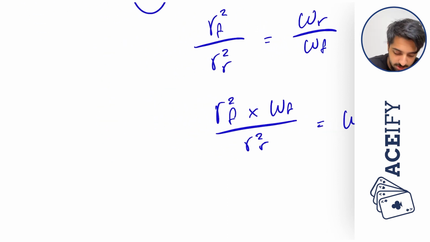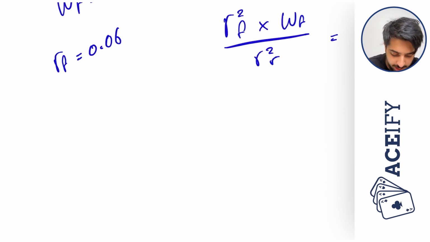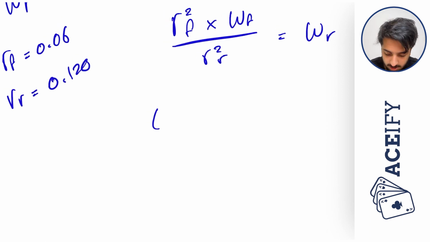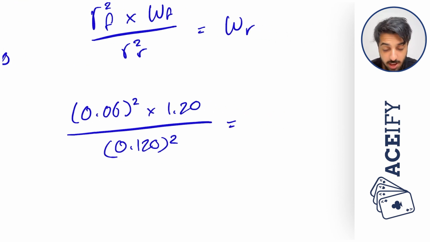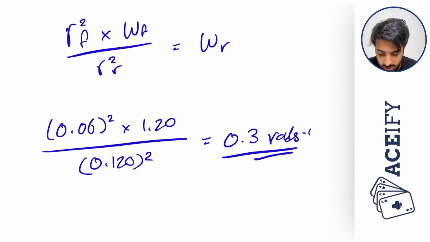Now, we know from previous questions that the angular velocity of the front is equal to 1.2. We also know from previous questions that the radius of the front is equal to 0.06. And we also know that the radius of the rear is equal to 0.120. And so now plugging in our numbers, we get 0.06 squared times 1.20 all over 0.120 squared. And that gives us an angular velocity of the rear as 0.3 radians per second. There we go. And with that, it looks like we're done.